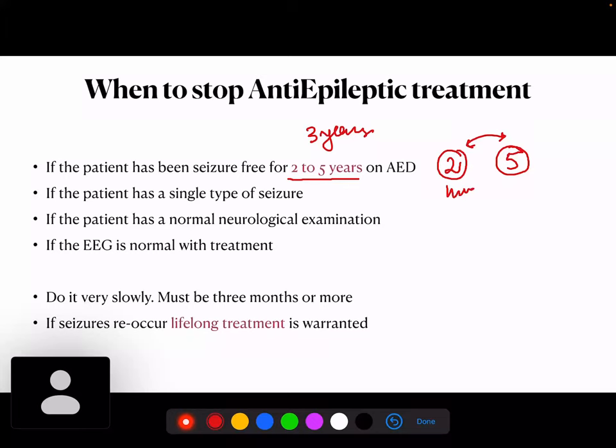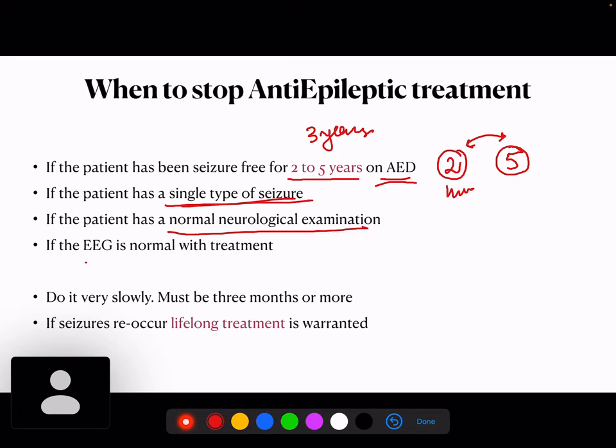And both were almost equally comparable. So we usually choose something between 2 and 3 years. Seizure freedom, 2 to 3 years on anti-epileptic drugs, but the patient must have a single type of seizure, must have a normal neurological examination, the EEG becomes normal, and when you stop the medication, the patient does not have seizures as well, obviously, later on. So all these conditions are met, and the patient is seizure-free.